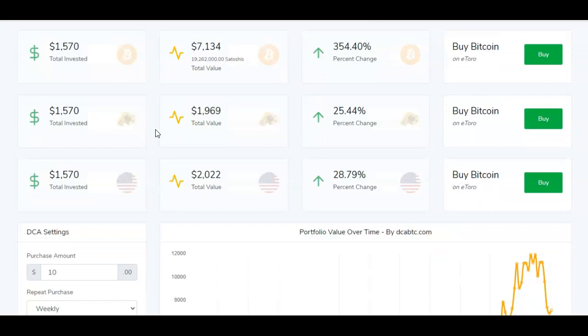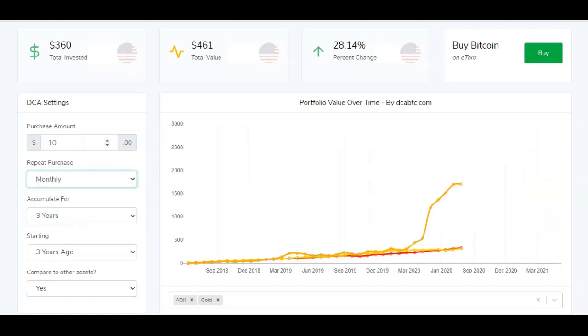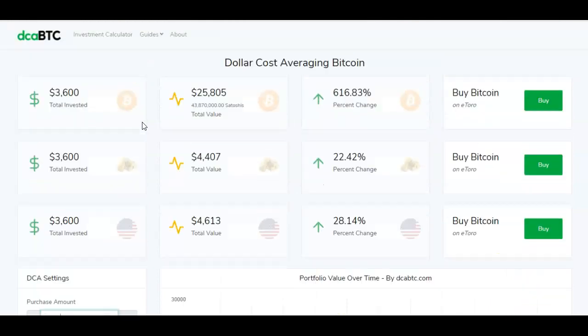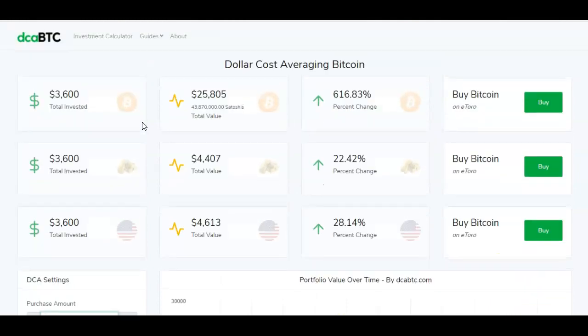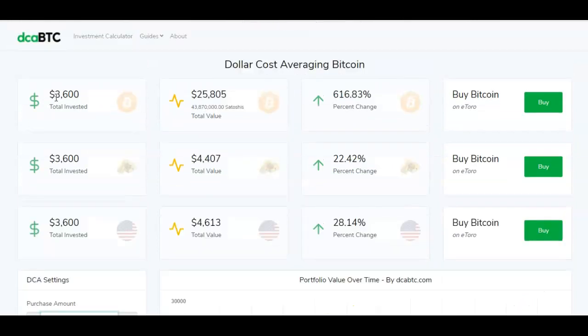So what if we played with these numbers a little bit more? Let's increase this a bit. Let's say instead of $10 a week, you do something like $100 a month. This just increases the gains even more. Over the last 3 years, you would have invested $3,600 and you would have $25,000 now. This is going to outperform stocks and gold.